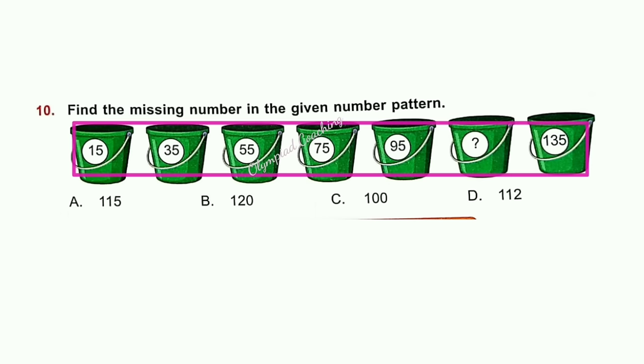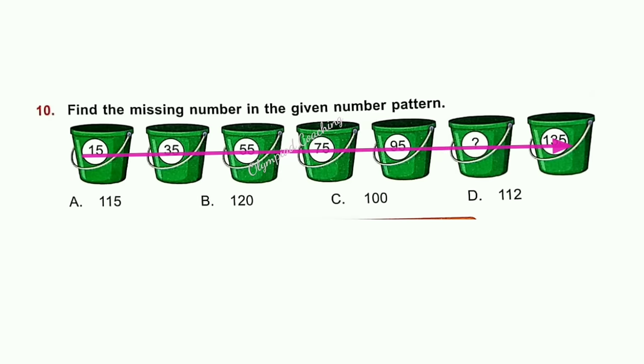Numbers are given: 15, 35, 55, 75, 95, dash, and 135. Clearly, the numbers increase from left to right, and in each step, numbers are increased by 20.